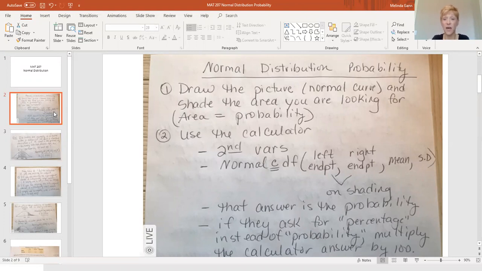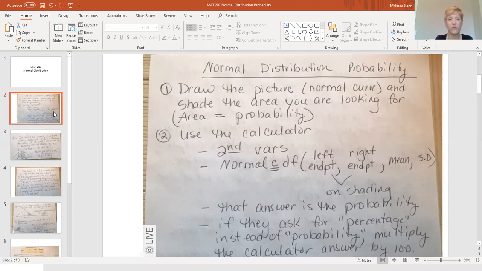Now when that parenthesis opens, the first thing you're going to write down is the left endpoint of the shading and a comma. Now remember that comma is right above your 7. Then you're going to put the right endpoint of your shading and a comma. Then you're going to write down the mean and a comma and the standard deviation. And then you're going to close the parenthesis. Now that closing parenthesis is above the 9 key. Okay? So when I say left and right endpoints, I mean of the shading. And that answers your probability. The calculator does all the work.